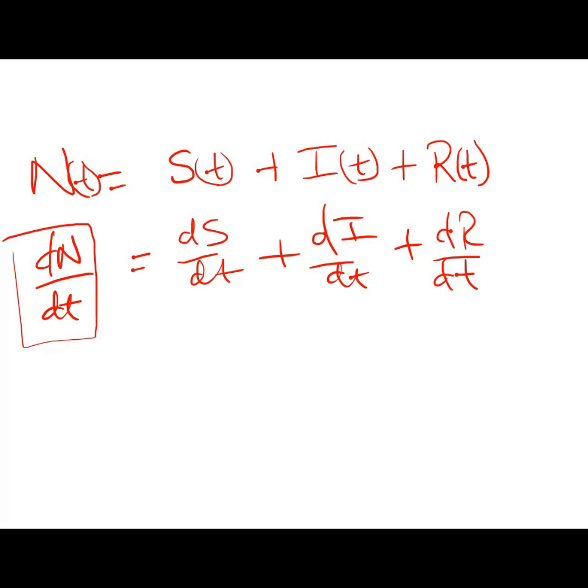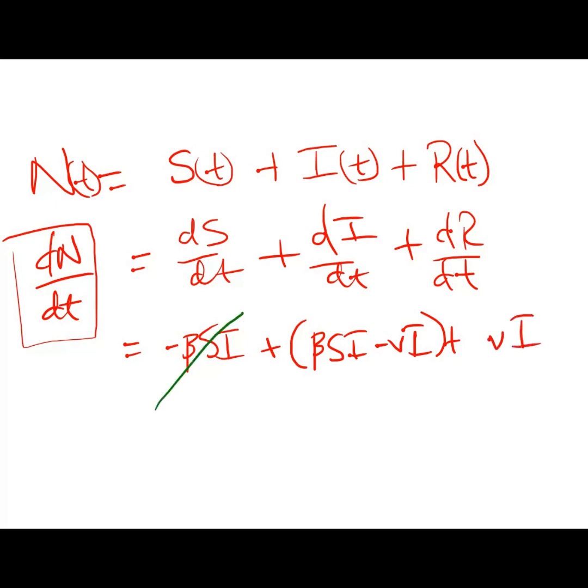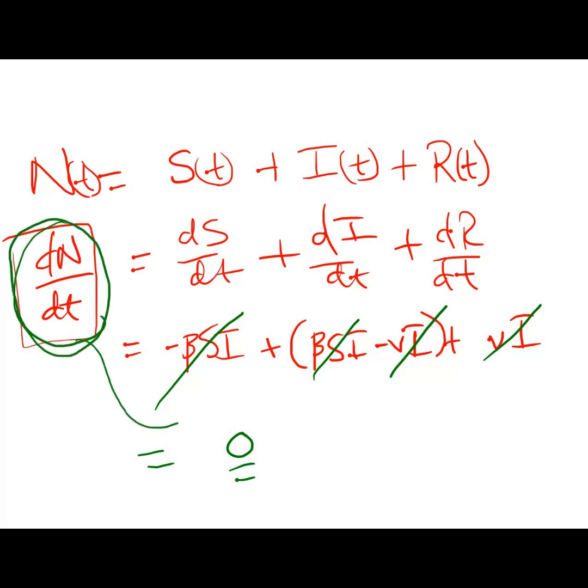But we figured out that this will be minus beta SI plus beta SI minus nu I plus nu I. And we said this will cancel with that, and this will cancel with that, and the answer equals 0. In other words, the rate at which the population is changing with respect to time is 0. So the population is constant. It is not changing.